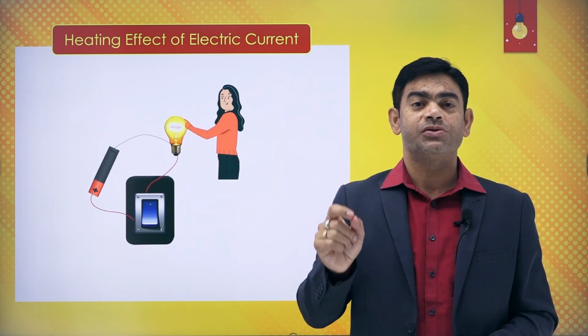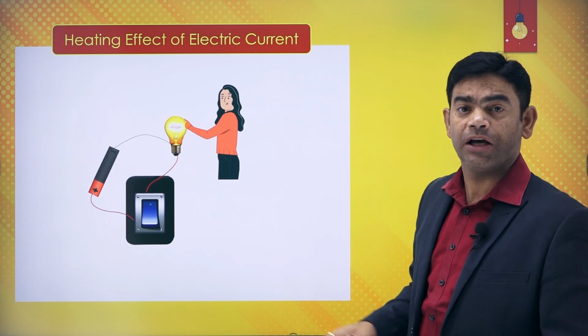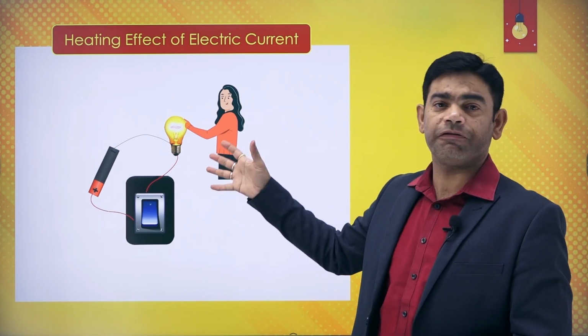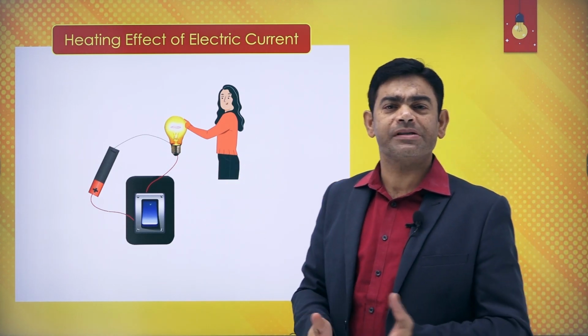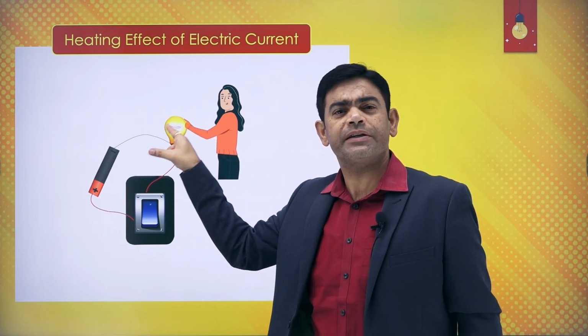You can see that it is warm. So what does this show? That this electric current produces a heating effect. Okay, more examples are there. There are certain more examples. You can see the bulb. Inside the bulb there is a coil type thing, filament.